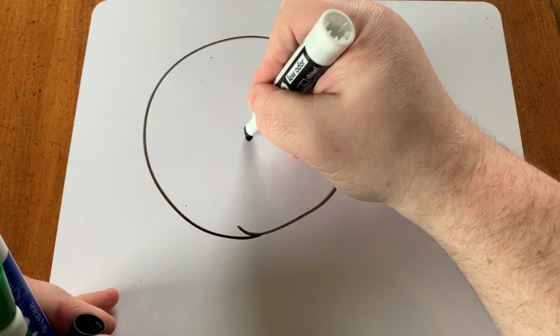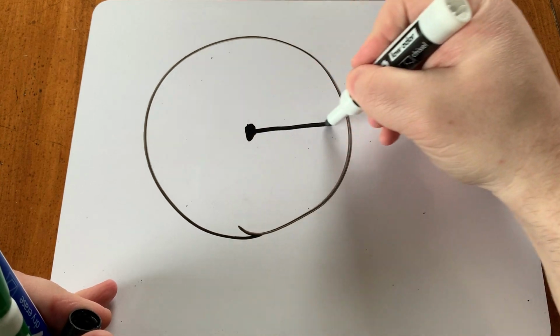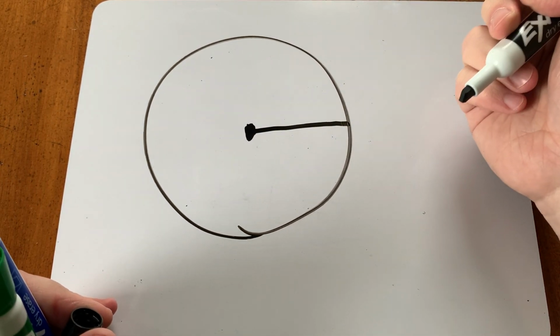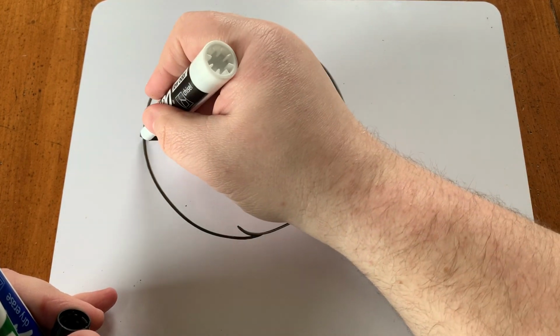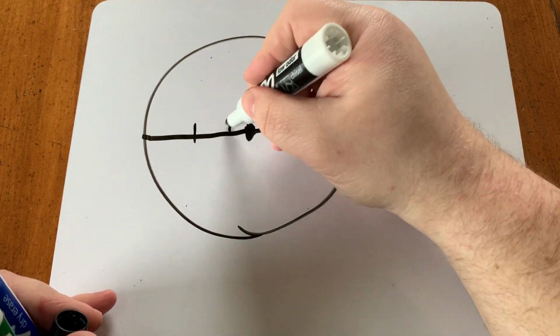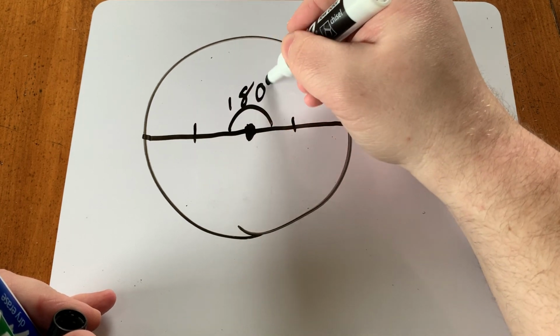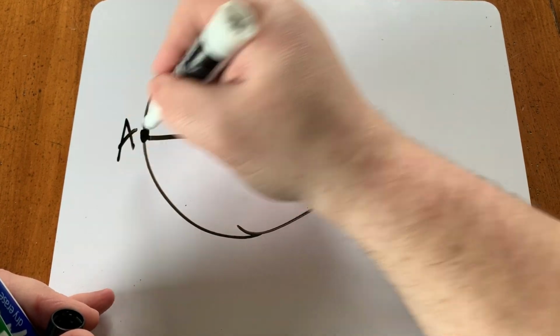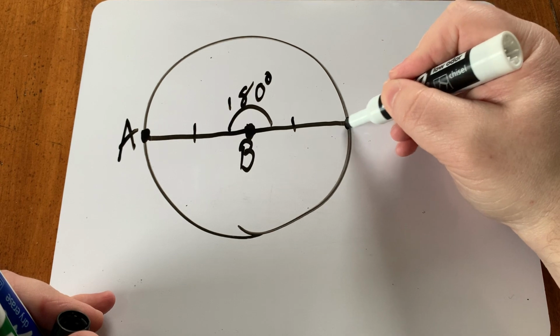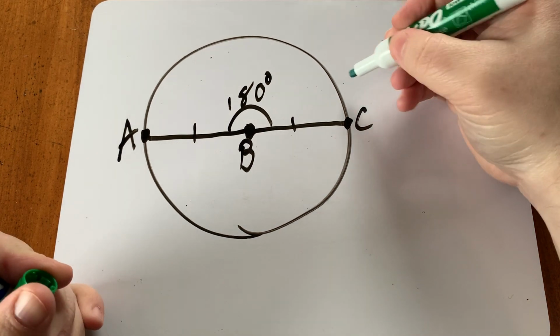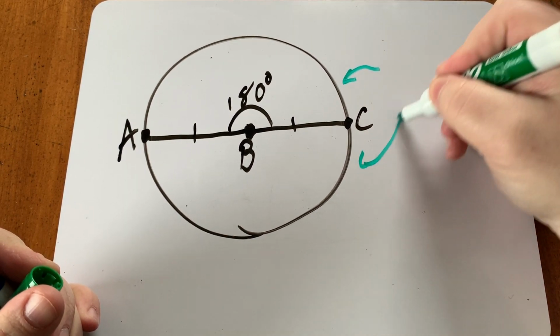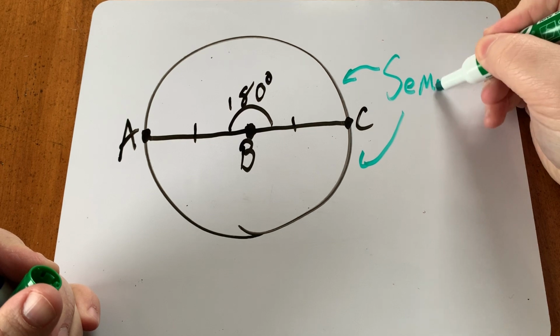And that is when the intercepting angle, the central angle, is not less than 180. It is, in fact, 180 degrees. So I'm going to use our same points, A, B, and C. And these two arcs are called semicircles.